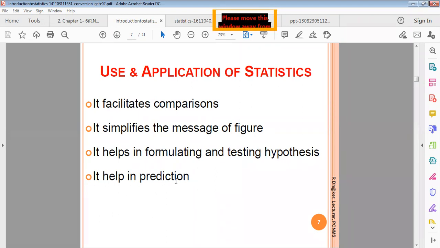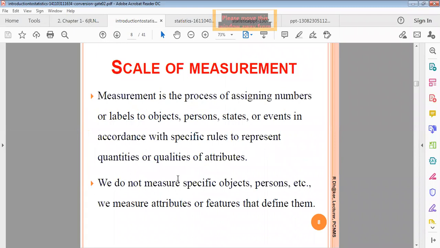It helps in prediction. Prediction means which is better, which one will be the most helpful. This indication is called prediction. It helps in prediction. Scale of measurement.